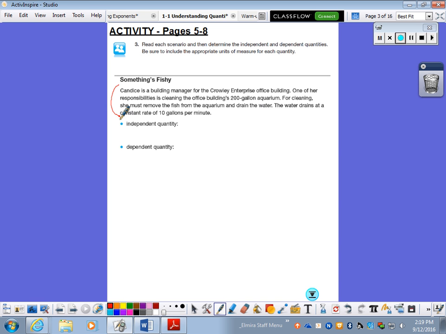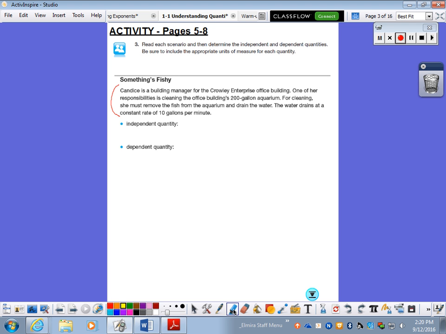However, there's more information in here than what we need to just do what I asked for today. What I asked today is to identify your independent and dependent quantities. So I'm scanning this and I'm looking for measurement words. Candace is a building manager for the Crowley Enterprise office building. One of her responsibilities is cleaning the office building's 200-gallon aquarium. For cleaning, she must remove the fish from the aquarium and drain the water. The water drains at a constant rate of 10 gallons per minute.